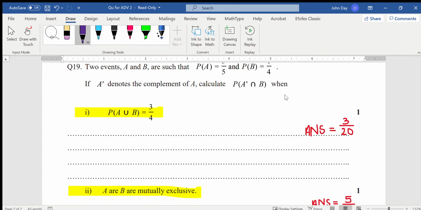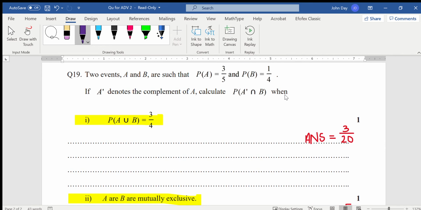Two events are such that P(A) is 3/5, P(B) is a quarter. Not A denotes the complement of A. So basically, P(not A) is 2/5, isn't it? Right? Find the probability of not A intersection B when the probability of A union B is 3/4.